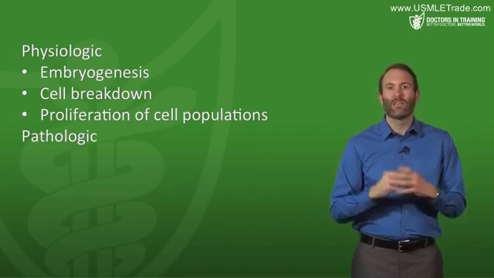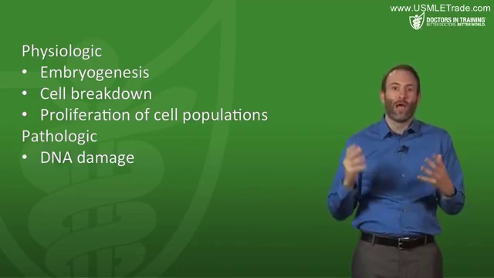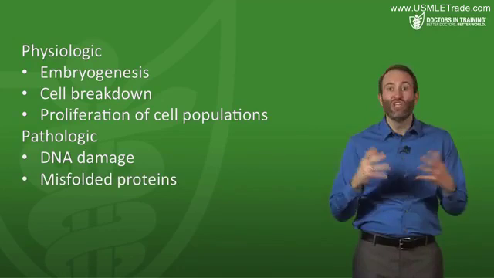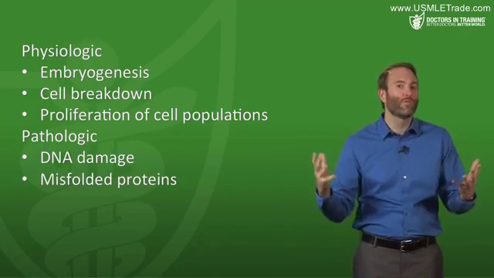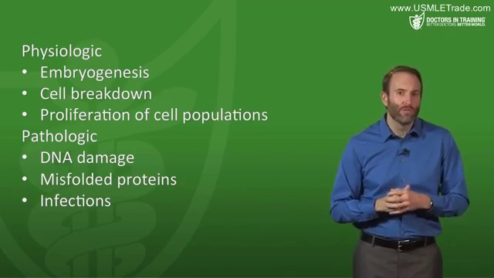And then there are pathologic causes: DNA damage to a cell through radiation or hypoxia, and misfolded proteins that occur due to gene mutations or exposure to free radicals. Infections like HIV will induce cells to undergo apoptosis.